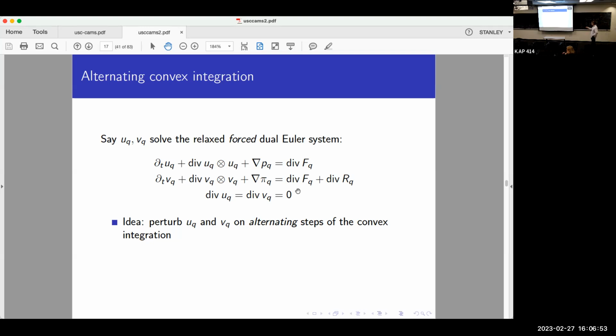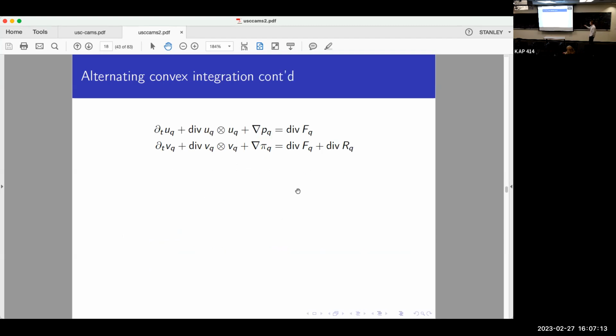So the goal is to arrange things so that U and V are only perturbed on alternating steps. Let's say on the odd steps you perturb U, and on the even steps you perturb V. The goal is to modify the force at each step so you can move the Reynolds stress between the two systems. Let's say we're at step q and we have a system that looks like this. The idea is we use conventional convex integration methods to perturb V to correct this Reynolds stress here. So we're perturbing V to cancel out this.